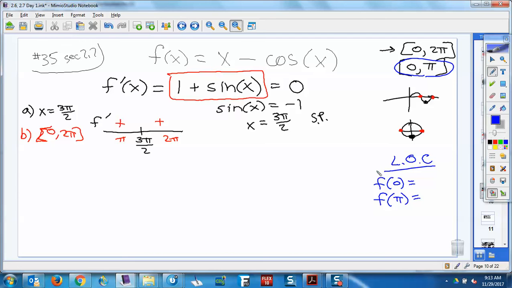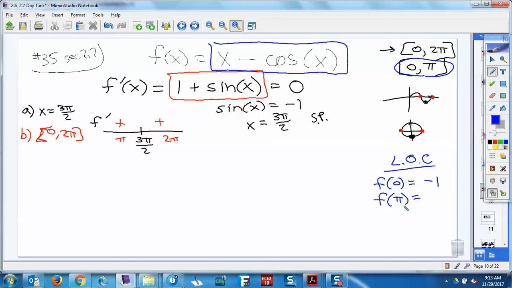But anyway, we won't use that, so let's plug it in. Now remember, we got to plug this into the original, okay? Because this is F. We were trying to find the F output. So we put a 0 in. We got 0 minus cosine 0. What's cosine 0? 1. 0 minus 1 is -1.